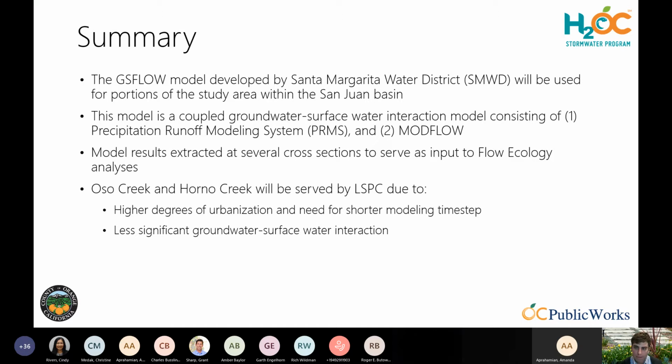In Horno Creek, there was a limitation on being able to extract the model output from GSFLOW, and so we use that. And that's a similar case where there's a fairly urbanized watershed draining to a structural stormwater BMP that we can model in LSPC. And in both of these cases, there's relatively little groundwater surface water interaction that occurs in the watersheds of these. That really starts where you get down into very lower Oso Creek and into Trabuco Creek and San Juan Creek, where those processes pick up. So that's how we've divided this.